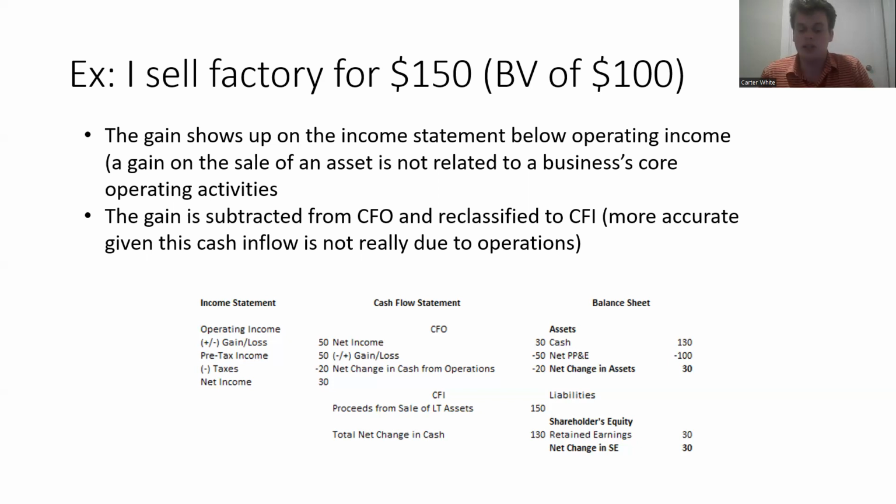And then your cash from investing is just $50 because you sold the asset for $50. So the total net change in cash is $70. And this makes sense, right? You're selling the asset for $50 and you got the $20 tax shield. So you move over to the balance sheet. Your cash is up by 70, but your net PP&E is down by 100 still because the book value of the asset was 100. So your net change in assets was down 30, and your retained earnings is also down 30 because you had -30 of net income. So hopefully that makes sense.